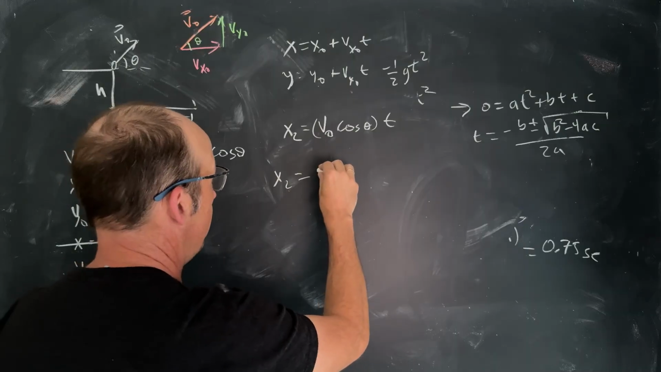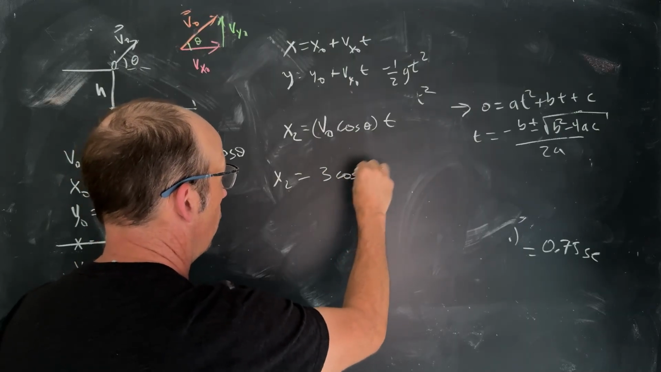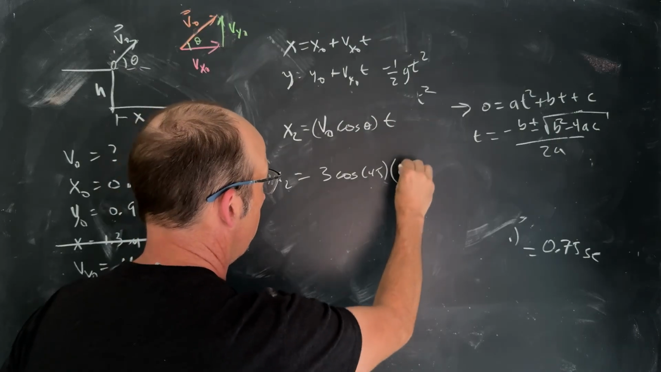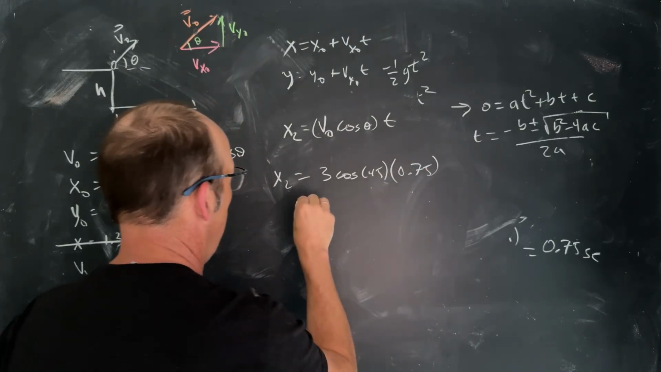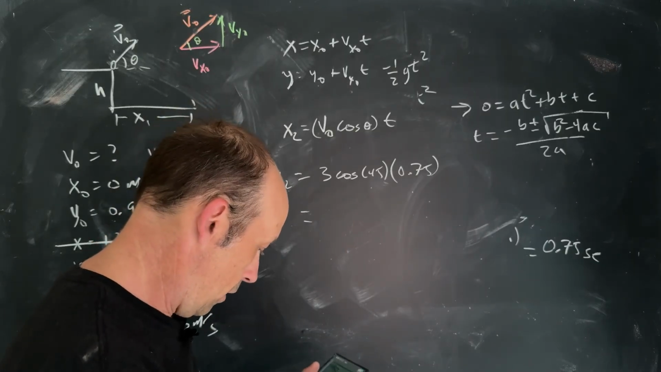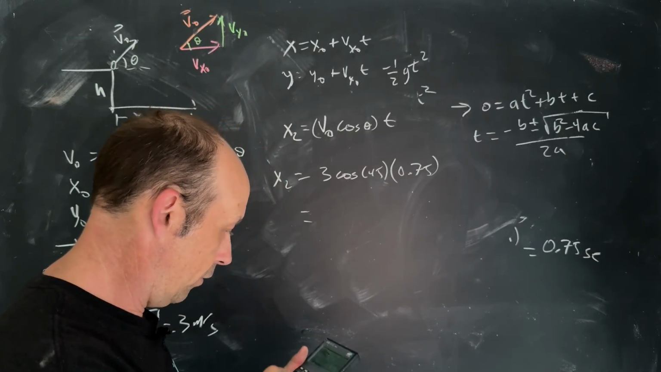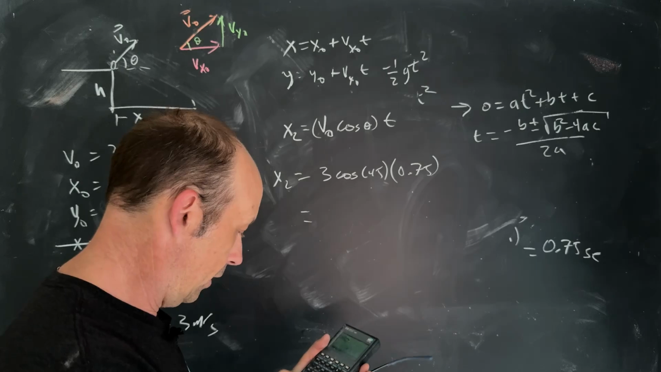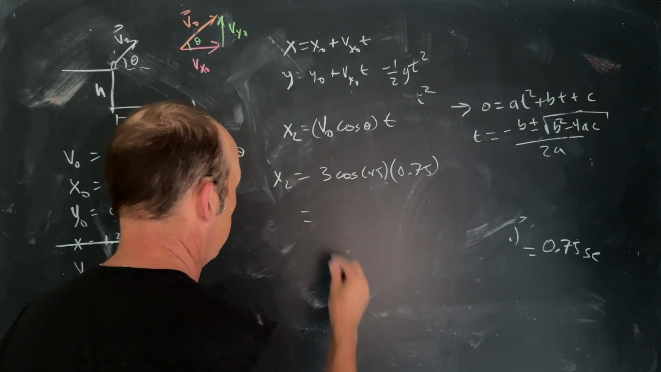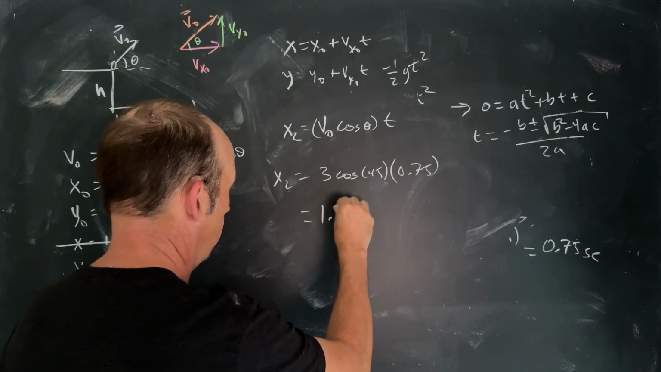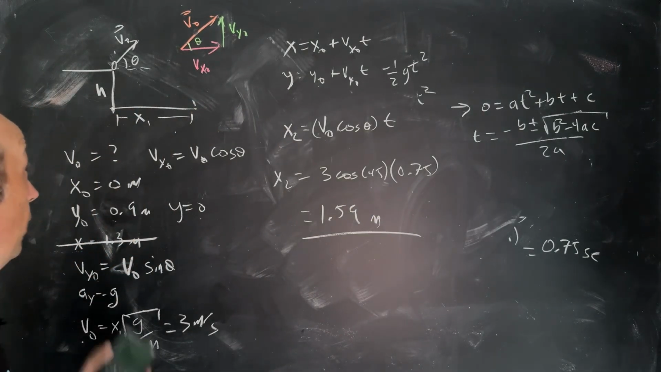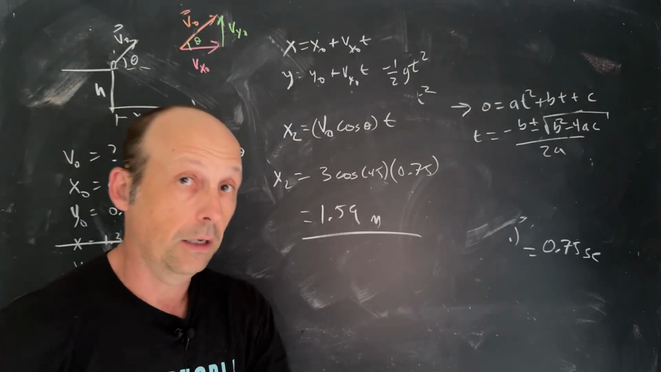I had v0 was 3 cosine of 45. Make sure your calculator is in degrees, not radians. 0.75, and I get an answer of 3, enter, 45 cosine times 0.75 times. I get 1.59 meters. And that's further than it went if you shot it horizontally, okay?